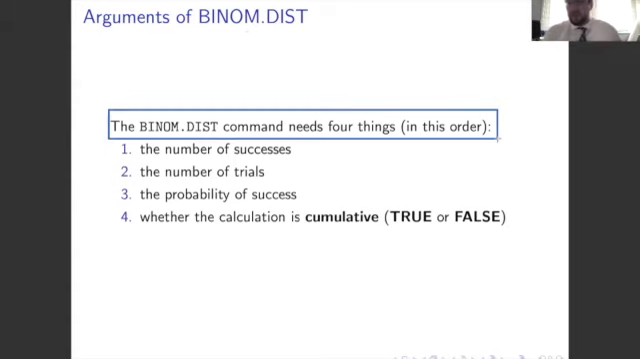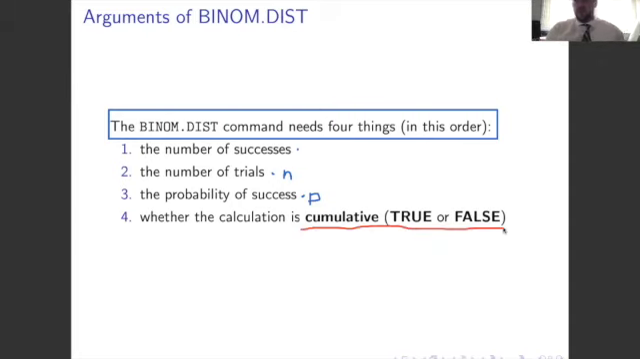Remember that with binomial probability, we're looking at a fixed number of trials and a fixed probability of success. First thing that it wants is the number of successes that you're looking for. The second thing it wants is the number of trials. This is what we called n previously. You'll usually see this variable denoted by n when you look at binomial probability problems. Then you're looking at the probability of success, which is p, and this is the important key concept that requires some thought, whether the calculation is cumulative.